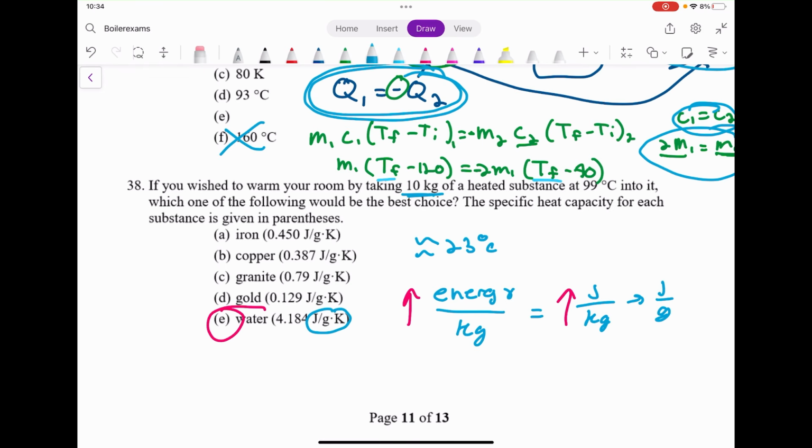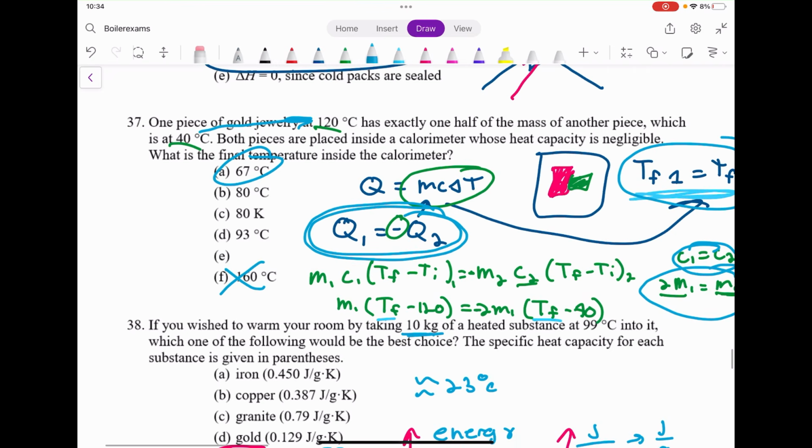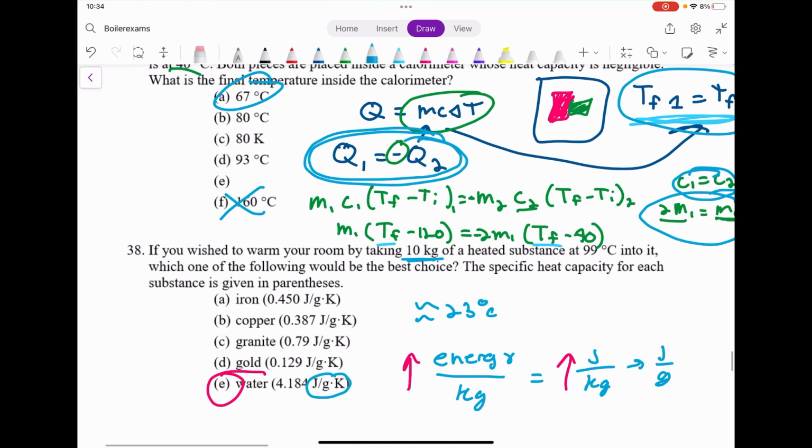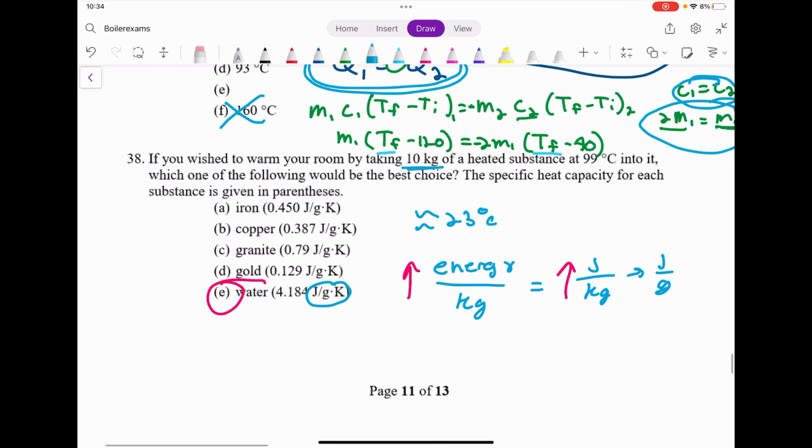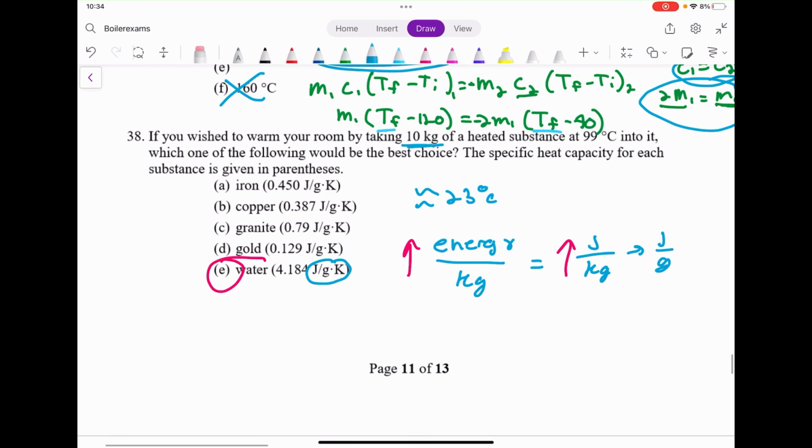If you also were to set up the equations like I had in the above, and you wanted to find the highest delta T, that would be perhaps another way of thinking about it. But you just want the most amount of energy. The water can carry the most amount of energy with it at that temperature.